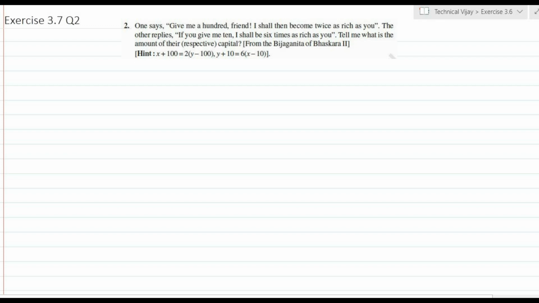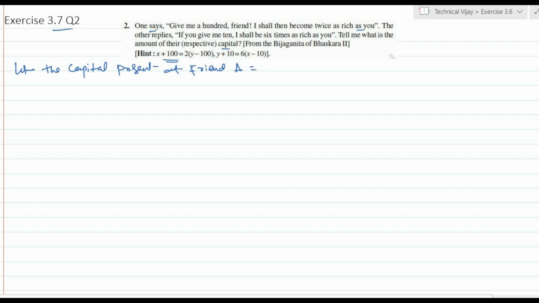So here exercise 3.7, question number 2. One says, give me 100, friend, I shall then become twice as rich as you. Okay, the other one replies, if you give me 10, I shall be 6 times as rich as you. So here tell me what is the amount of their capital. Okay, the capital, let the capital present at friend A.